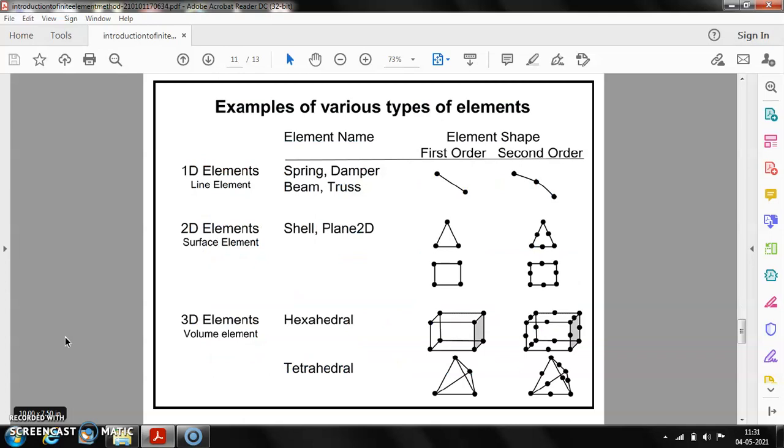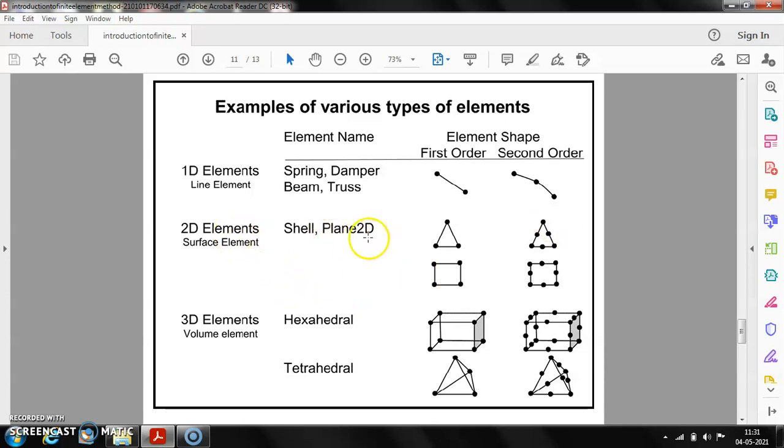Next we'll see examples. Here they have shown how the element shapes and element names are given. So here a 1D element is nothing but a line element. So here spring, damper, beam, truss, you will get as 1D elements. So here first order element and second order elements are given. First order consists of a simple one element with two end nodes. If you consider one more middle node, then that becomes a second order element. And even you can proceed with the third order also by taking two more nodes at the center. So totally 4 nodes you will get. That is a third order element you can say.